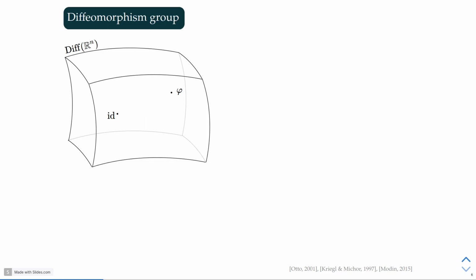So if it's a manifold, what are the tangent spaces? We're going to say that the tangent space at the diffeomorphism phi is the set of translated vector fields. So it's the set of V composed with phi, and V here is a vector field. So this is what I'm going to call phi dot.